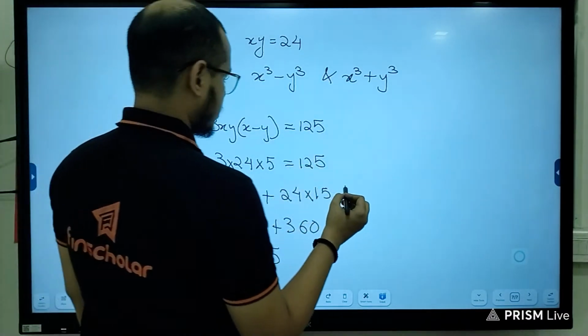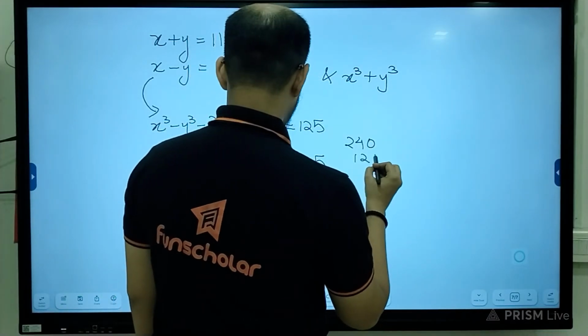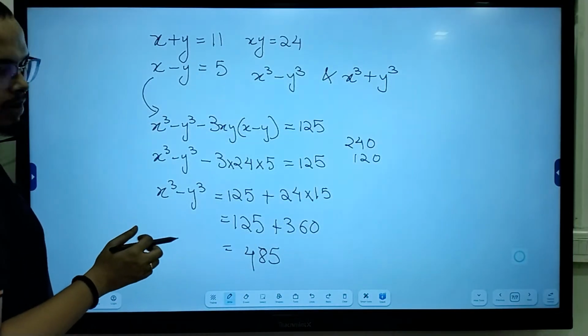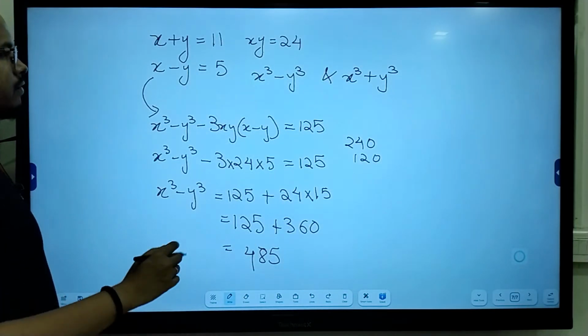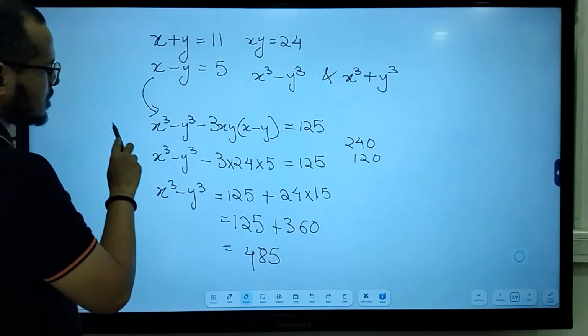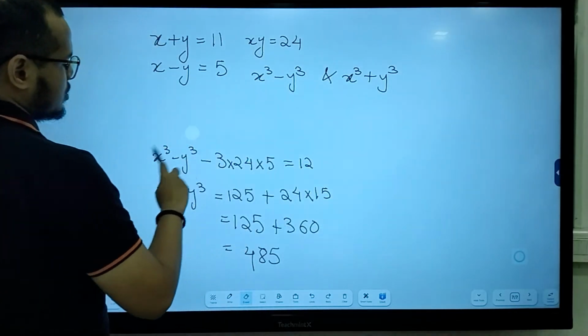Let me see whether I did it correctly or not. So 240 plus 120, 360, 485. Yeah. Okay. So x cube minus y cube is coming out to be 485. Now it's done for the second one. X cube plus y cube.